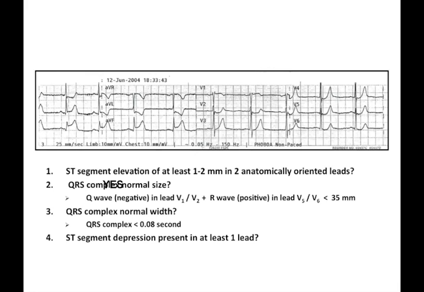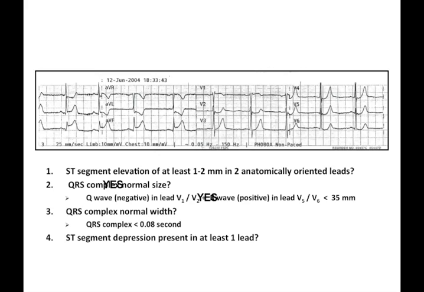The next question, is the QRS complex normal size? Adding the negative portion of the QRS in V1 plus the positive portion in V2 gives us approximately 25 millimeters of QRS complex size, meaning that it is normal. So the answer to question 2 is yes.